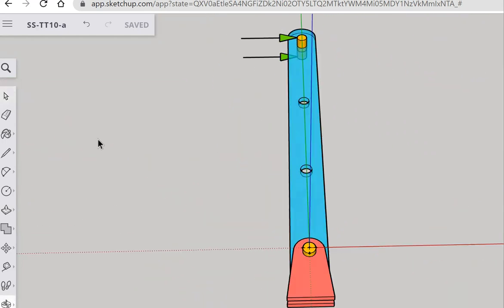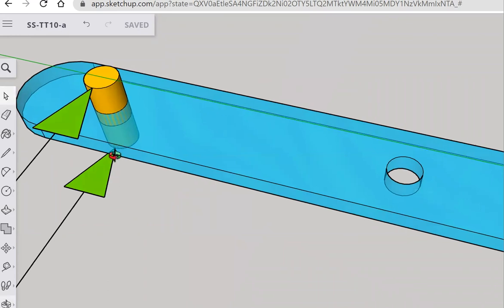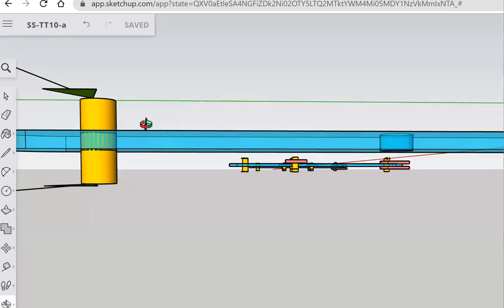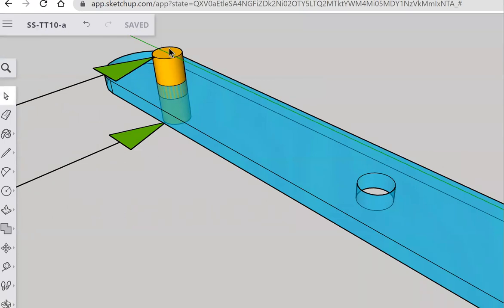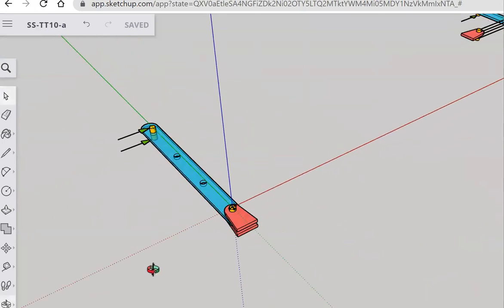Then of course my applied force is up here all the way at the top. I've just inserted a little solid cylindrical peg right up at the top through my popsicle stick, and I'm going to push on it in the direction of these forces.